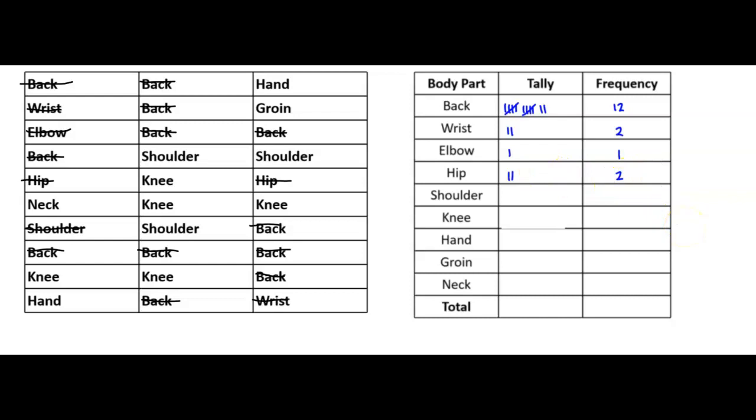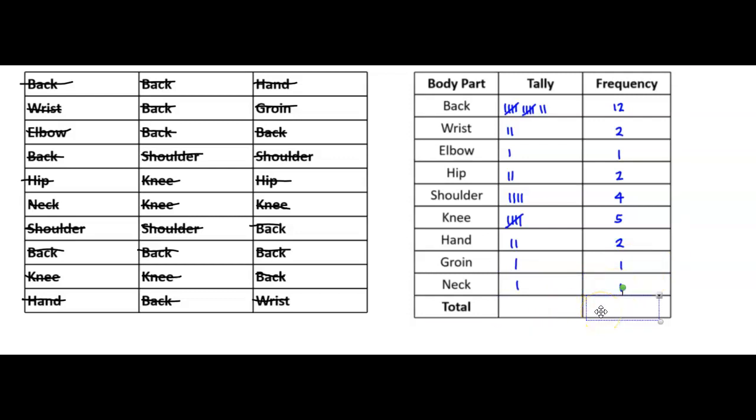For shoulder, we have 1, 2, 3, 4. So there we have 4 for the frequency. For knee, we have 1, 2, 3, 4, 5. So there's 5. For hand, we have 1, 2. So we have 2. For groin, we have 1. And for neck, we have 1.